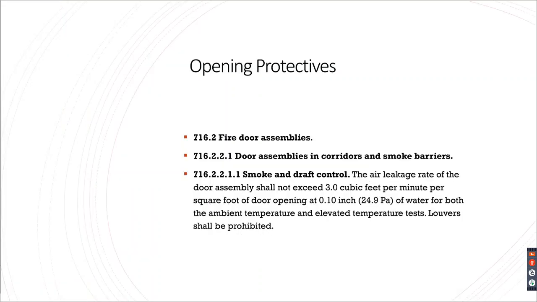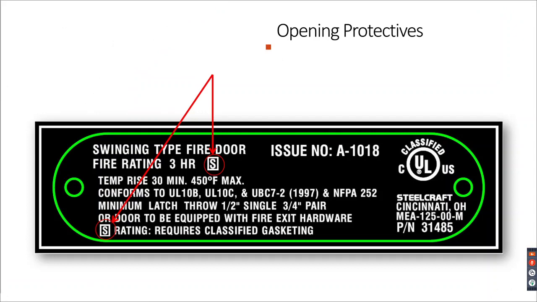And then smoke and draft control doors. The air leakage rate of the door assembly shall not exceed 3 cubic feet per minute per square foot of door opening at 0.10 inches of water for both the ambient temperature and elevated temp test. And then louvers are prohibited, of course. I don't know why we have to write that. Holes in your door kind of defeats the purpose.